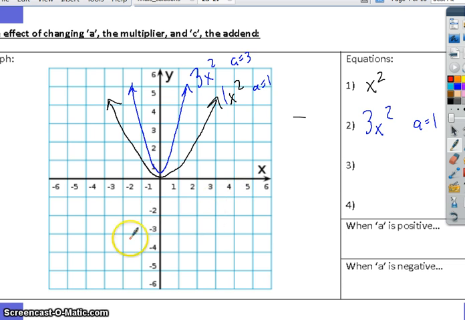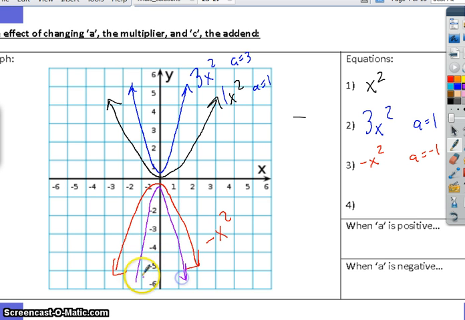And now let's draw a negative a. So what if I were to draw minus x squared, which means that a is negative 1. Or I could draw another negative here because it's going downwards. It's opening downwards, negative 4x squared. So that means a is negative 4.